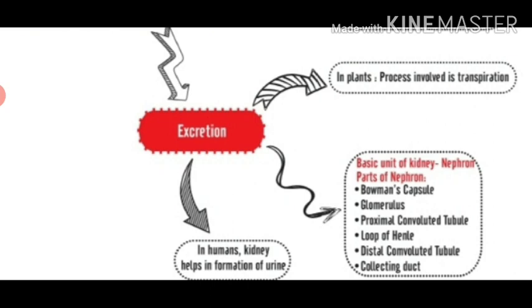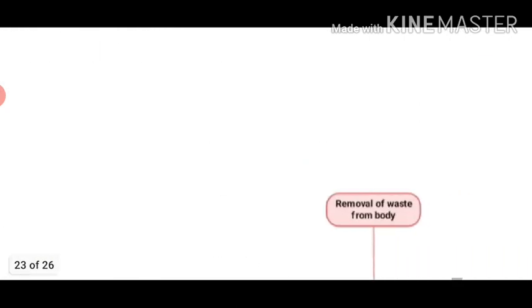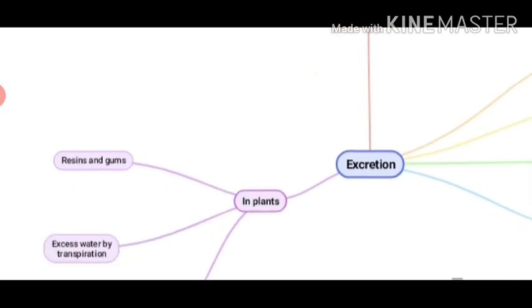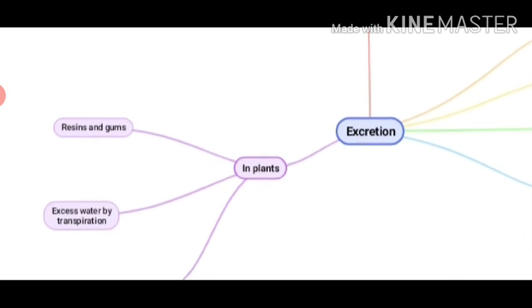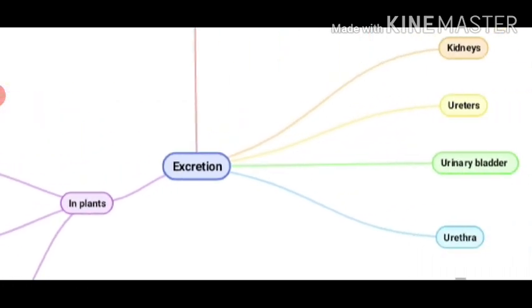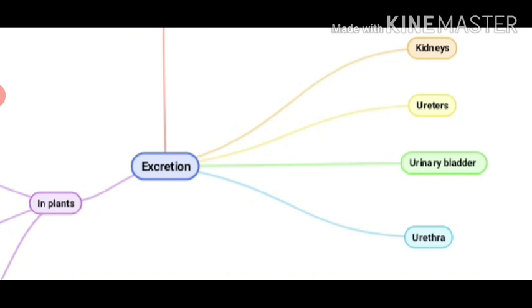Each unit of kidney consists of nephrons. Nephron has different parts such as Bowman capsule, glomerulus, and tubule portion, as well as connecting duct, which is connected to the ureter part. What is excretion? Excretion in general language is removal of waste from body. In plants, it is in form of resins and gum, excess water by transpiration, and dead cells as leaves.